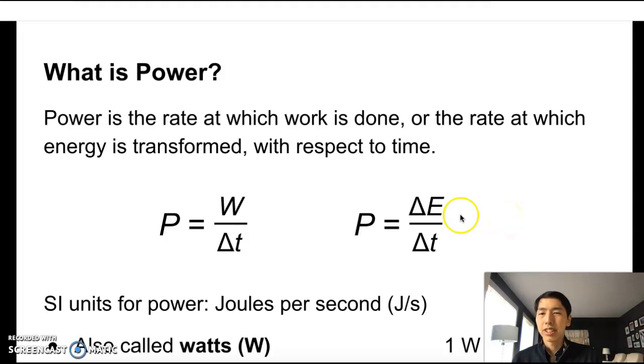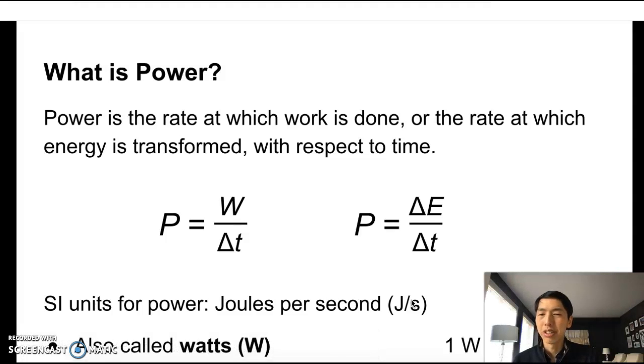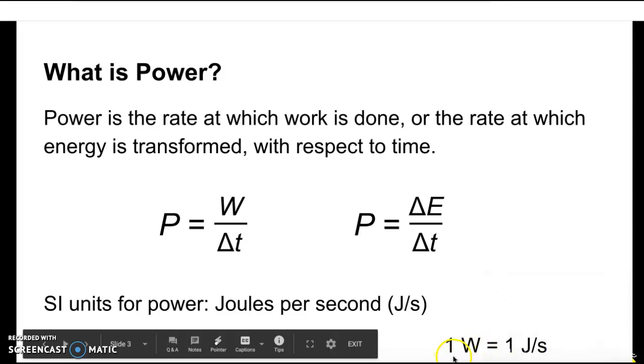The units for this: first of all, the numerator is in joules, and the denominator time is in seconds. Those are the SI units. So we can say the units for power are joules per second. And we gave that another name. That other name is called a watt, named after a scientist or engineer whose last name was Watt. So that's a capital W. Those are the SI units of power. So 1 watt equals 1 joule per second.